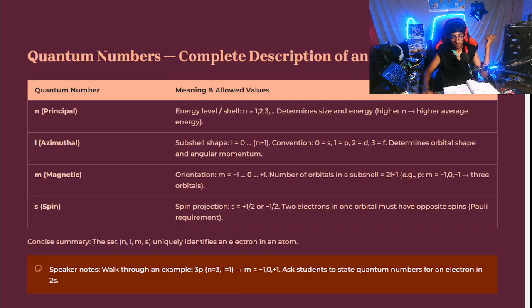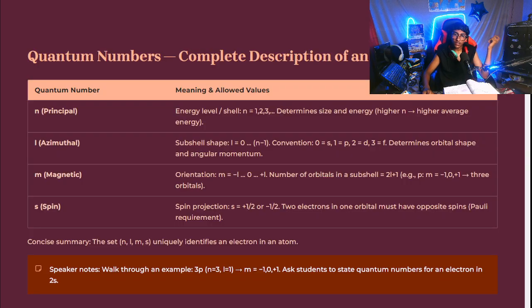Now let's get to quantum numbers. In the previous section, we learned that the electrons are found in specific regions around the nucleus called orbitals. But here is an interesting question. Suppose I tell you an electron is present somewhere inside an atom. Is that information enough? Not really.